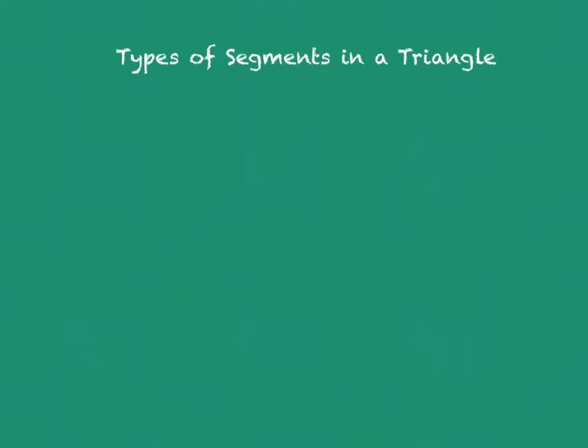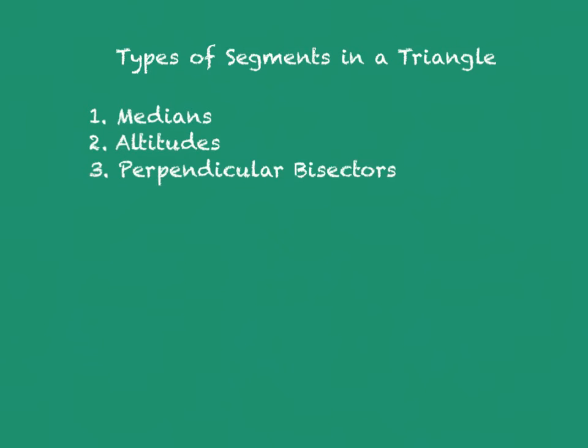Hey Ramblers, this video is going to cover the types of segments that we find in a triangle. We're going to cover three different types of segments in this video. The first is medians, the second is altitudes, and the third will be perpendicular bisectors.